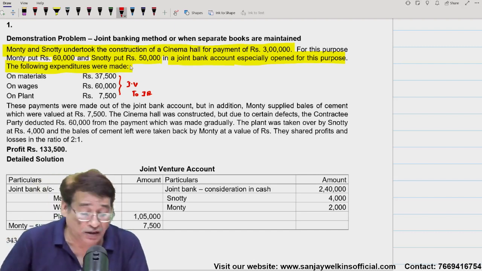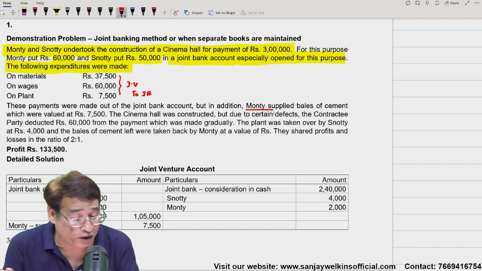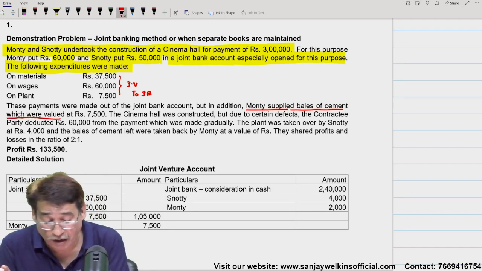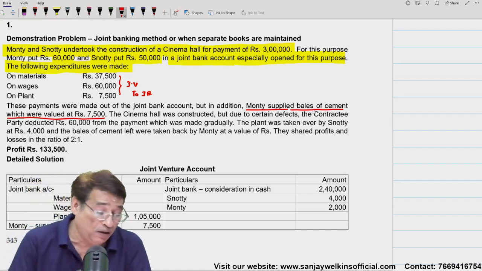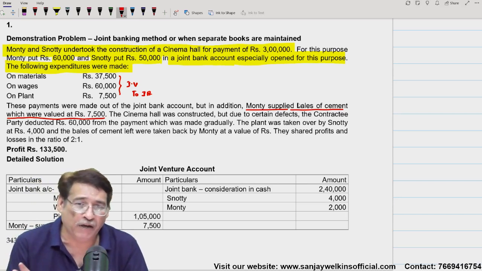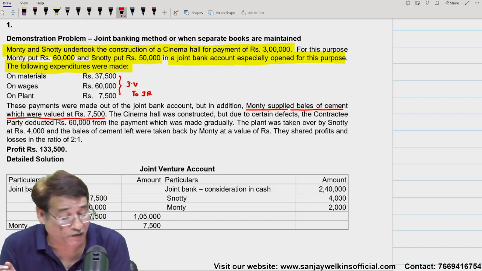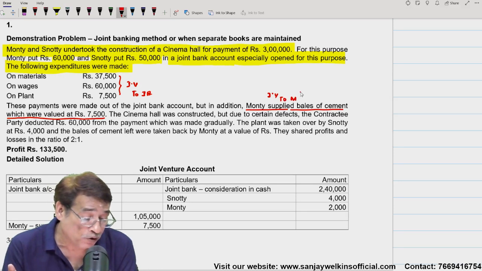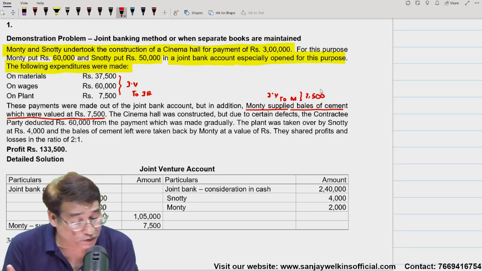In addition to these expenses, the question says that Monty supplied bales of cement which were valued at 7,500. So this expense, as in the last case, is material supplied by a co-venturer. This time Monty is supplying cement bales valuing 7,500. And the entry for this will be joint venture account debit to Monty account, 7,500.